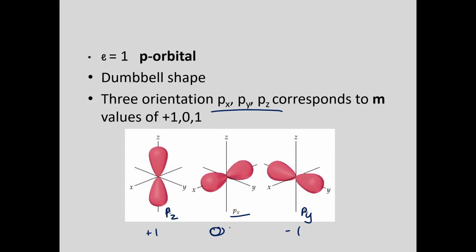Tapi, tak semestinya plus 1 is PZ, 0, and then 0 is PY. We just say that, since dia ada 3 values, so kita letak je lah ketiga-tiga. Tak semestinya negative 1 ni is PY. It also can be PX. We just saying that, since kita ada 3 M values, so kita ada 3 orientation. Okay.